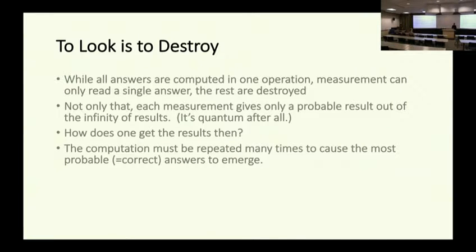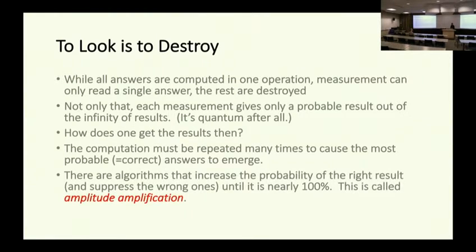Well, it turns out that, of course, you can repeat the computation many times and let the most probable results emerge. This is not a big deal with quantum because we're talking very fast machine operations, and therefore you can do this. You don't do this with classical computing because there's no need, but in quantum you have to do this. In fact, there are algorithms that increase the probability of the right result, and actually they suppress the wrong ones until you get it to a value which gives you the most likely results, and therefore the result. And this is called amplitude amplification.